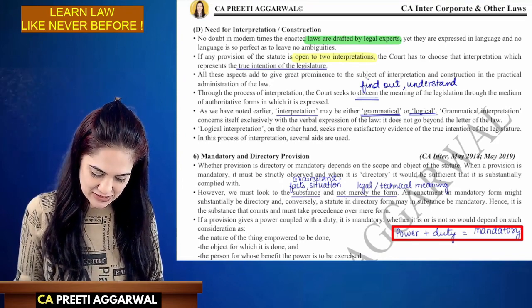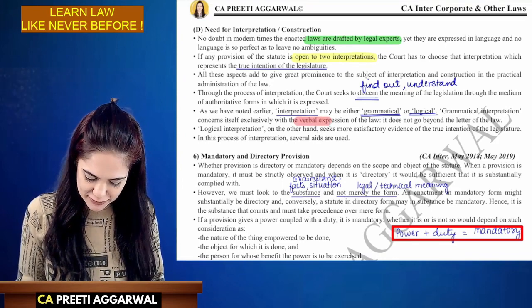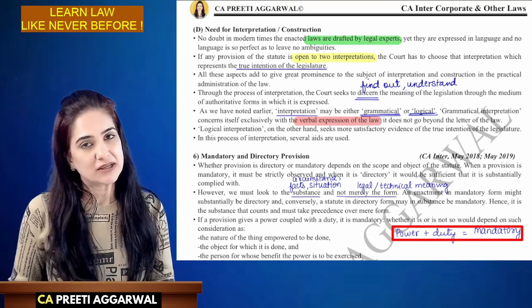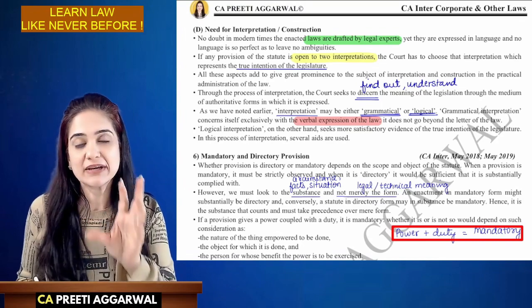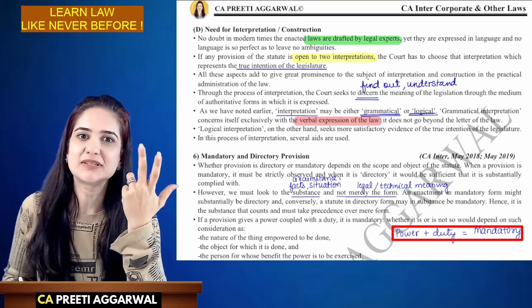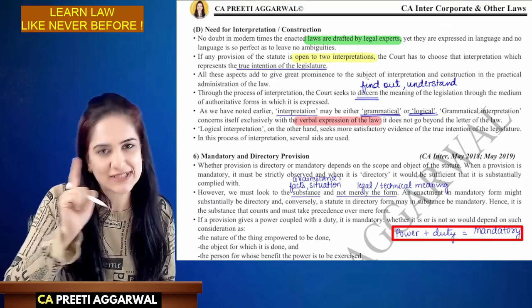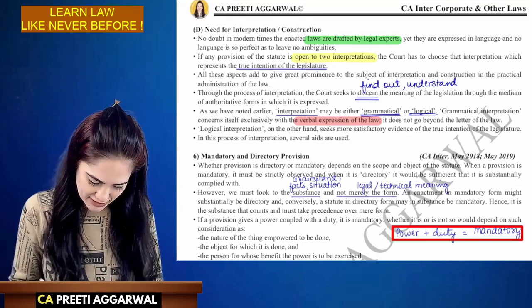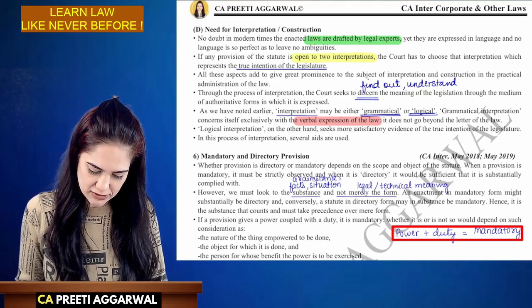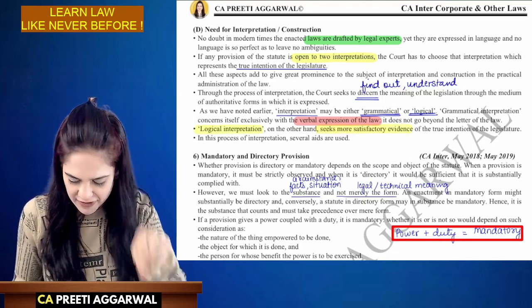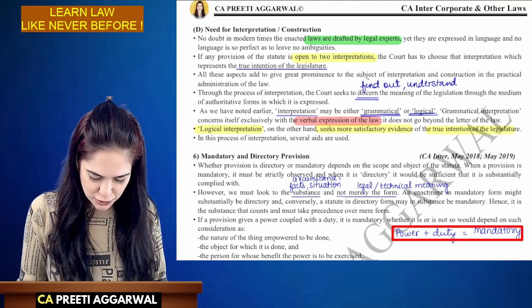Grammatical concerns itself exclusively with the verbal expression. Means I'm reading the comma also there only. Sometimes even a comma can create absurdity because meaning changes. So remove it and see, it is making more sense. That is logical interpretation. Logical, on the other hand, tries to seek more satisfactory evidence of the true intention of the legislature.